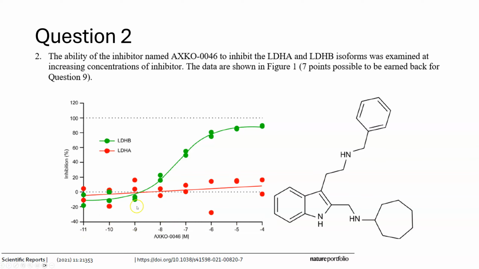At the low concentrations, we don't see any inhibition. But when you get to, say, 10 to the minus 8th molar, we're starting to see some selective inhibition of the LDHB. And definitely by the time we get to 10 to the minus 4th molar, we're almost at 100% of LDHB being inhibited, where we haven't even reached 20% of inhibition for LDHA.